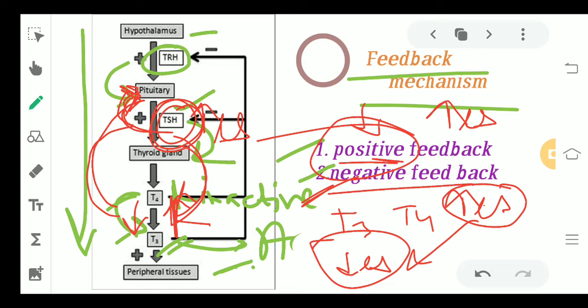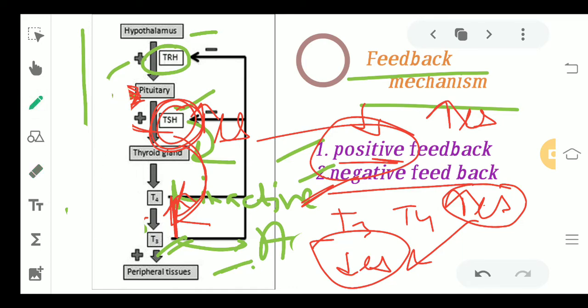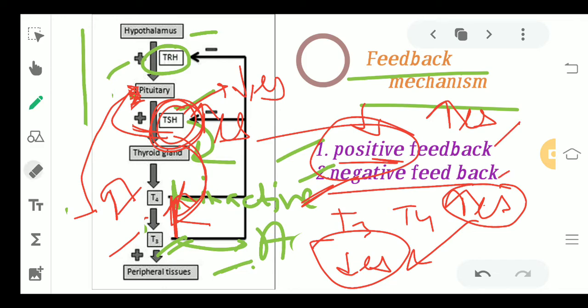Now how will this happen? The procedure is very similar. The level of T3 and T4 in the body is very high. The message goes to the pituitary, and the pituitary sends the command so that the secretion of TSH will be decreased. As soon as the secretion of TSH is decreased, the T3 and T4 secretion in the body also decreases. So this is the positive feedback mechanism and the negative feedback mechanism.